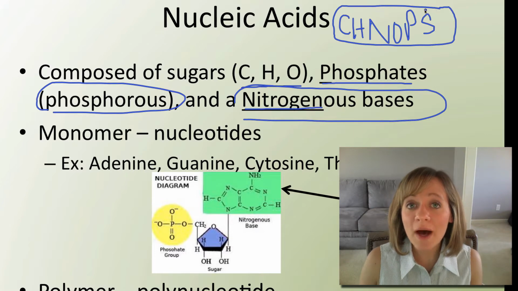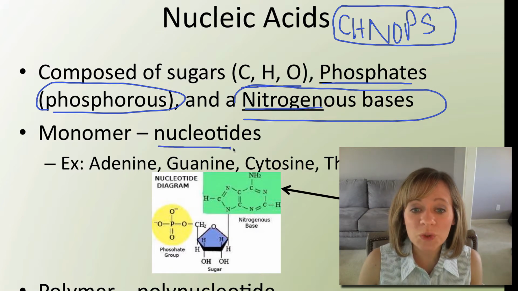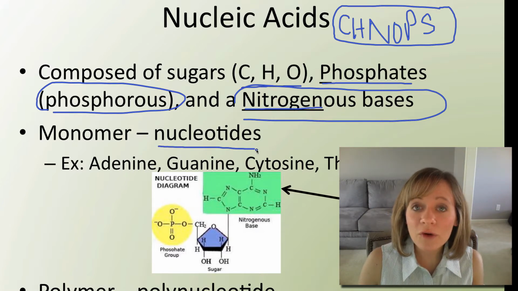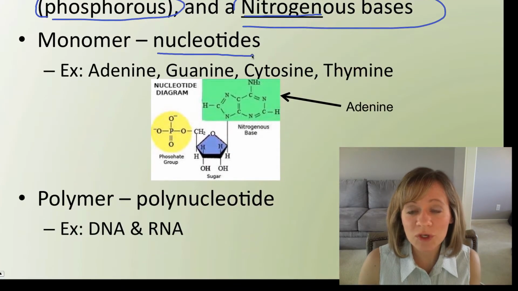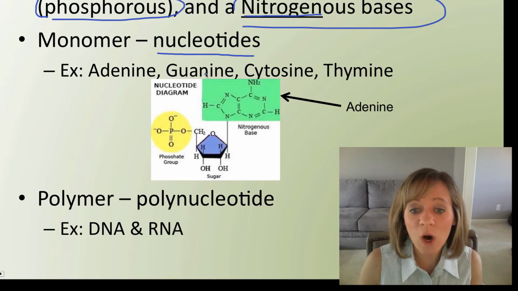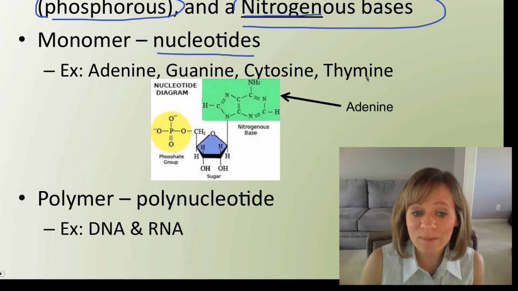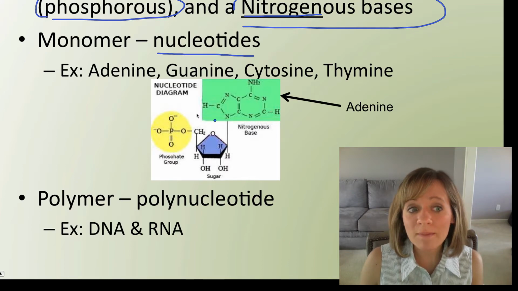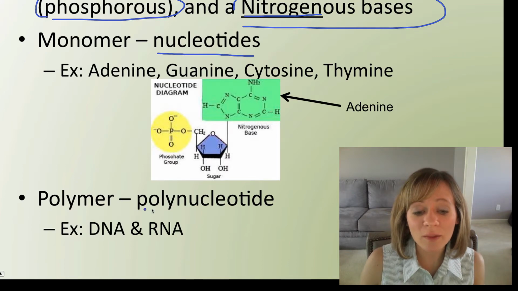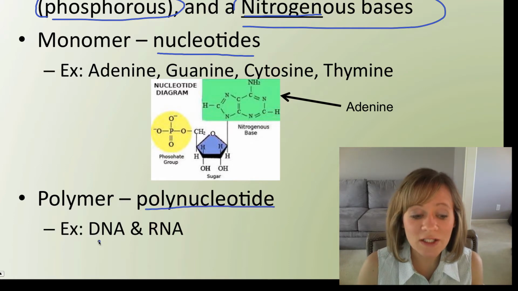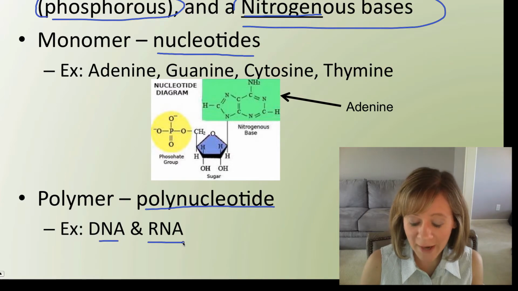So the monomer of nucleic acids we call a nucleotide, and there are 4 different nucleotides: adenine, guanine, cytosine, and thymine. And each nucleotide is composed of a phosphate group, a sugar, and then this nitrogenous base. And when we put a lot of monomers together, we call that polymer a polynucleotide. The 2 examples of polynucleotides are DNA and RNA.